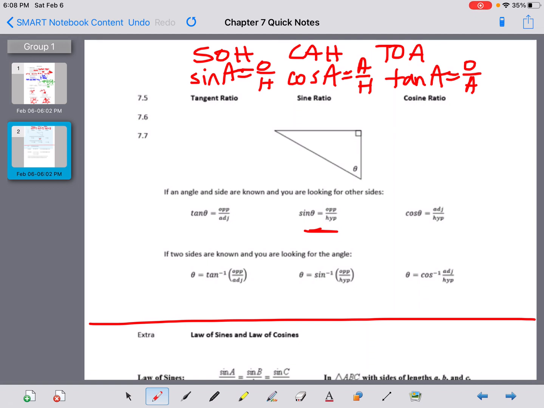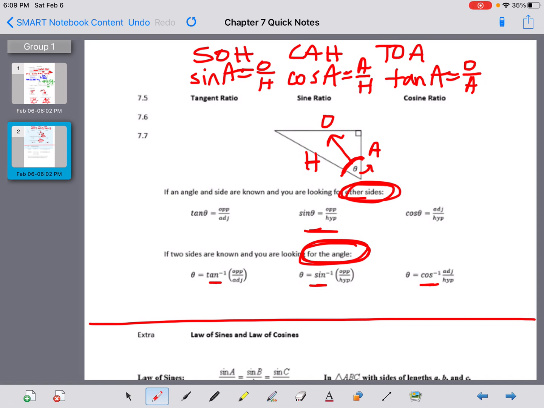So remember on your right triangle, my hypotenuse is always, always, always my hypotenuse. It never changes. But you have to go to the angle to find its opposite and to find its adjacent. And those two can change depending on the angle. The hypotenuse never changes. So if an angle and a side are known and you're looking for other sides, we just use SOHCAHTOA just like that. If you're looking for an angle, that's when you use the inverse, okay? Only use the inverse if you're looking for an angle.